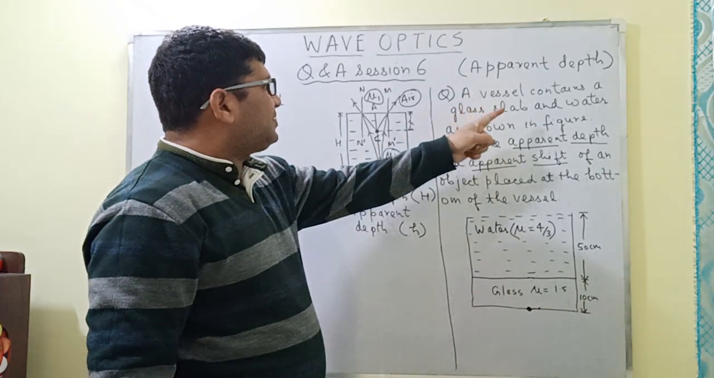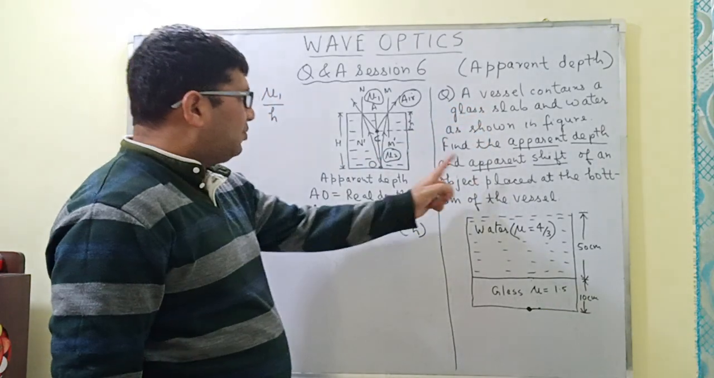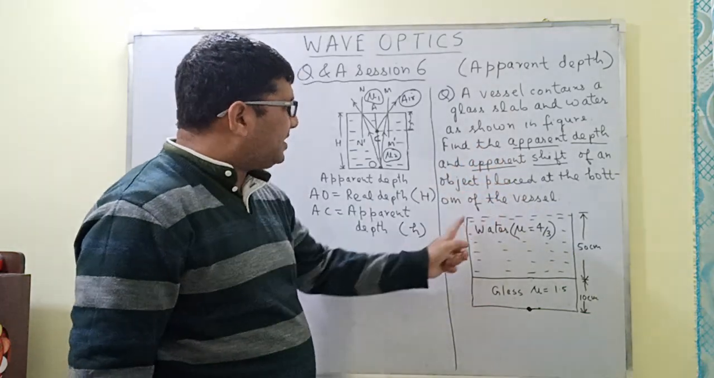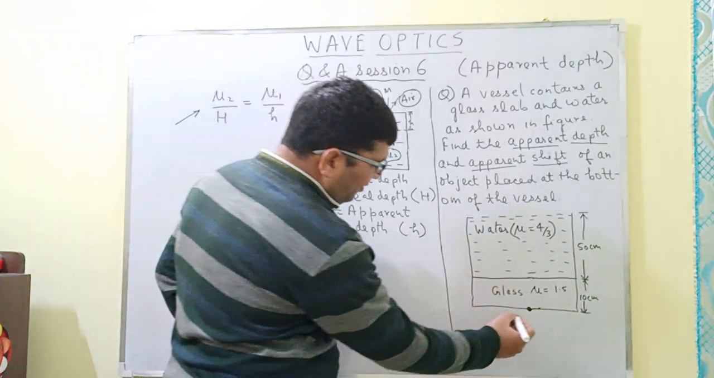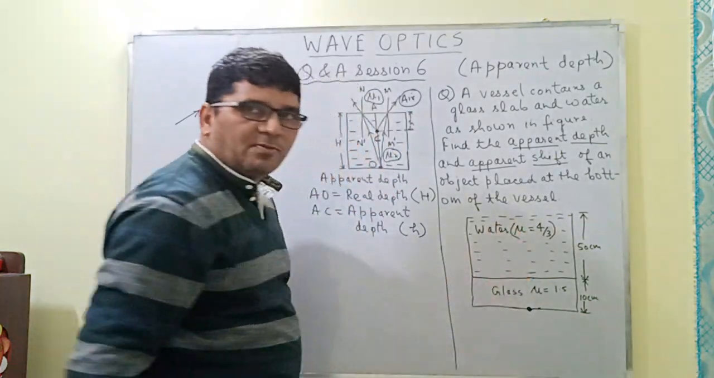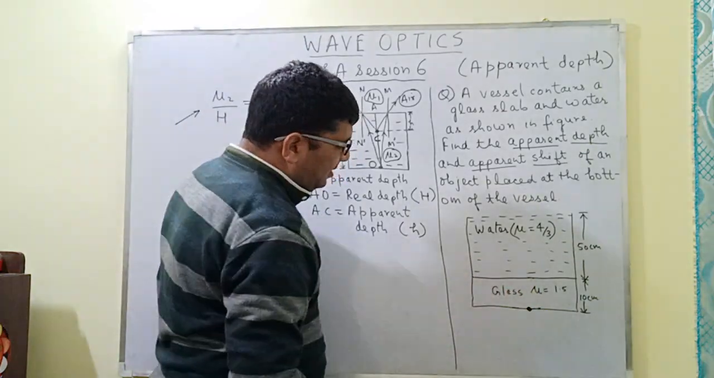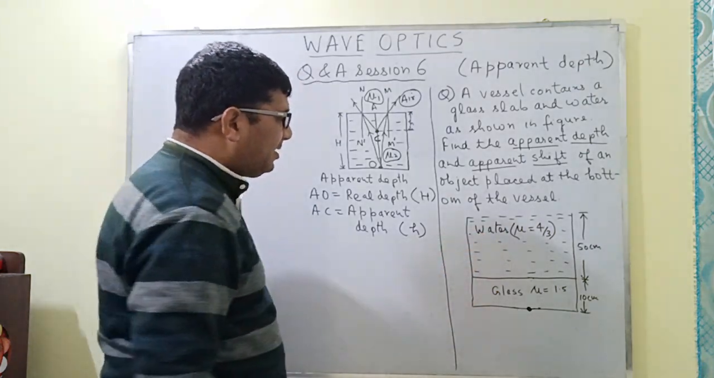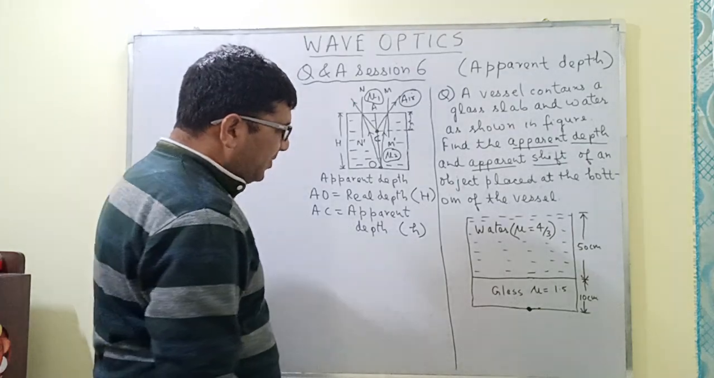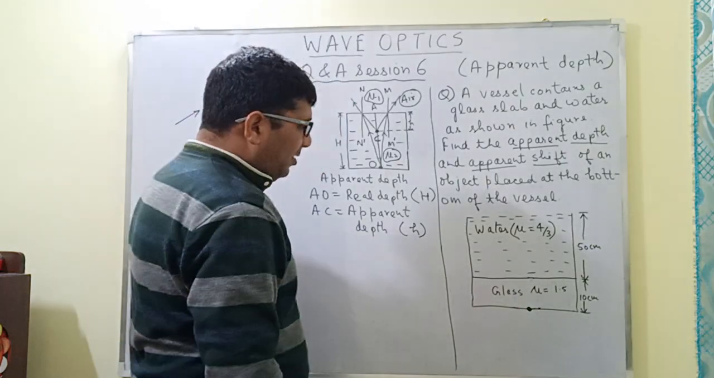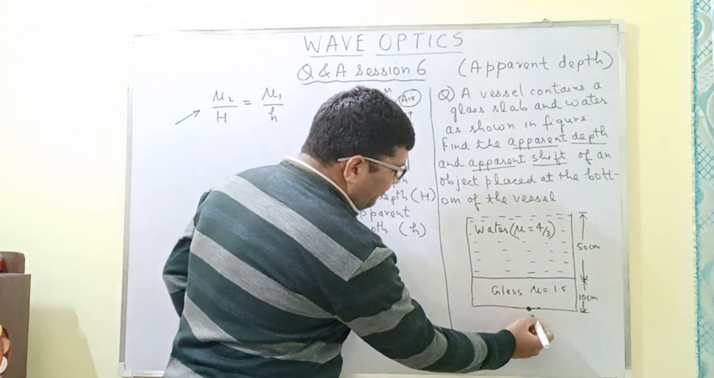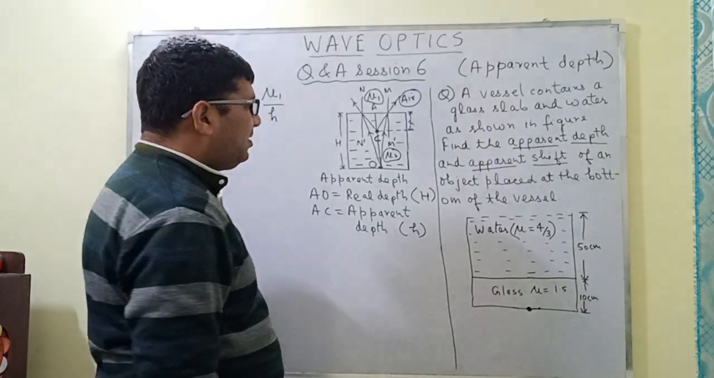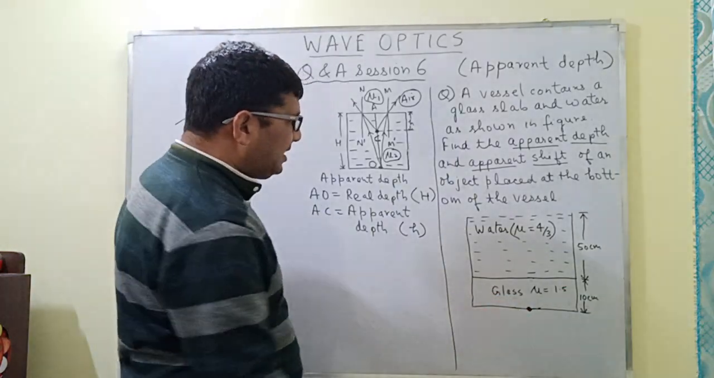Now here the question is, a vessel contains a glass slab and water as shown in this figure. Find the apparent depth and the apparent shape of the object which is placed at the bottom of this vessel. So this is the figure which was given along with the question. Here you can see that a glass slab is placed at the bottom of this vessel, and above it is the water which is having an absolute refractive index of 4/3. Glass is having an absolute refractive index of 1.5. So this is the object, and we have to find the apparent depth and the apparent shape of this object which is placed at the bottom of this vessel.